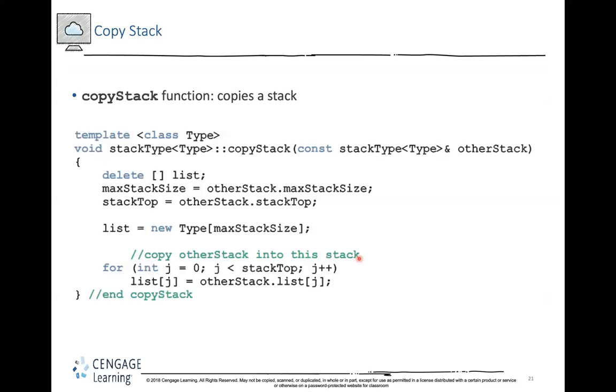Copying a stack is also pretty straightforward. First, you just deallocate your current backing array. And then you copy some of the variables, such as the max stack size and the stack top. Then you allocate a new array, and then copy the content of the array from the other stack.